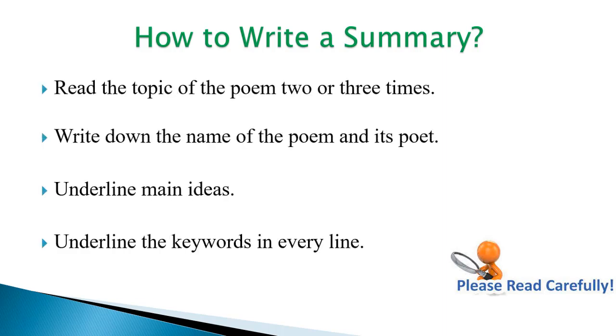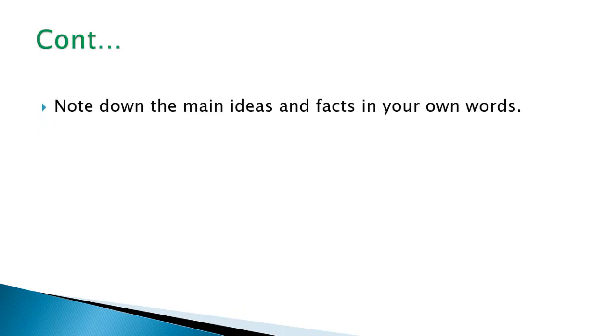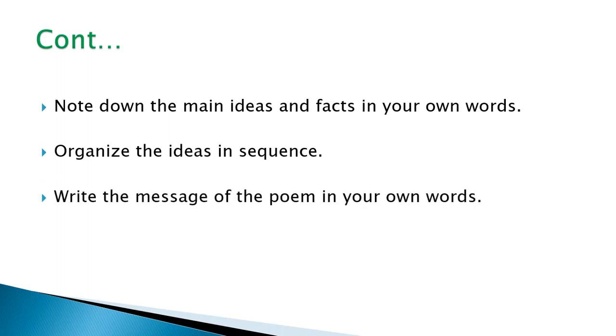First, read the topic of the poem 2 or 3 times. Second, write down the name of the poem and its poet. Third, underline main ideas. Fourth, underline the keywords in every line. Fifth, note down the main ideas and facts in your own words. Organize the ideas in sequence. Then, write the message of the poem in your own words.